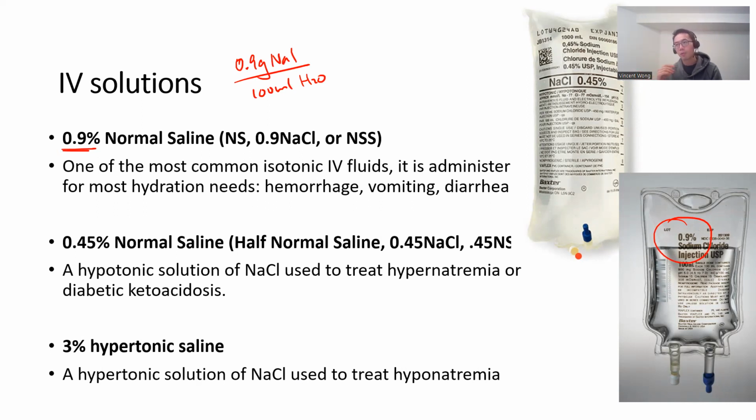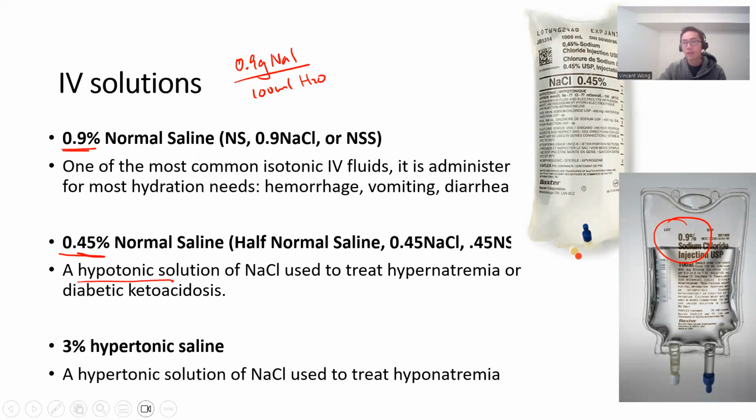It's given for people who need hydration. If they're bleeding, you want to give them some fluid. Vomiting, diarrhea, right? You're gonna give them the normal saline, isotonic. The cells are gonna be happy. We have a 0.45%. As you can see, it's half of the normal amount. So only 0.45 gram of salt per 100 mils of water. And this is for hypotonic.